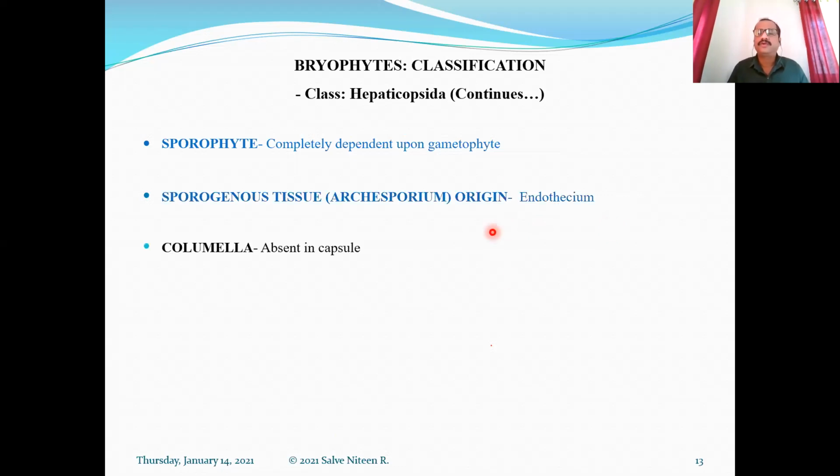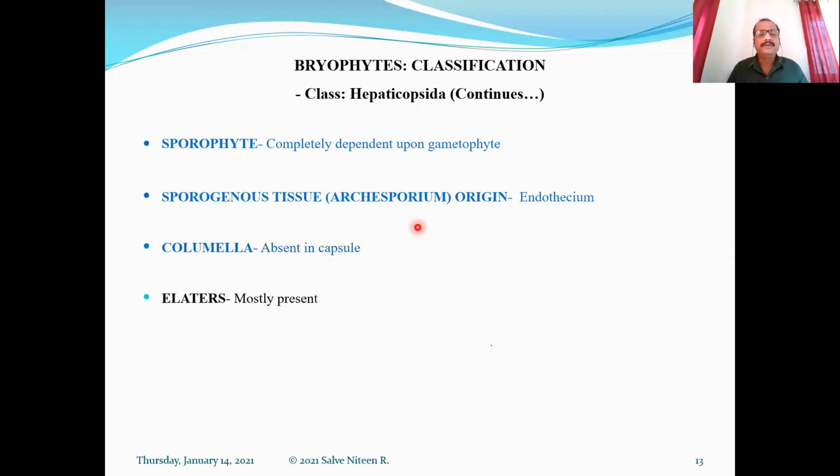And here, see, there are two regions, central region called endothecium and outer region called amphithecium. And here archesporium originates from endothecium. And as archesporium originates from endothecium, there is absence of columella, which is a sterile structure usually present at the central region of the capsule. So here at the central region, there is archesporium, spore producing cell. So there is no columella in class Hepaticae, and therefore the characteristic feature of this class is that columella is absent in capsule because the central region consists of endothecium, and this endothecium produces the sporogenous tissue, and this sporogenous tissue produces the spores.